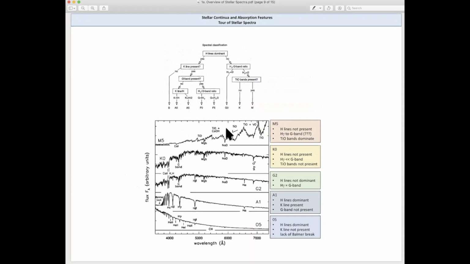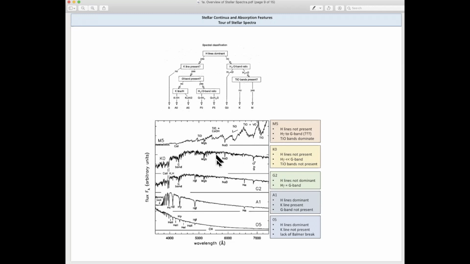Let's look at this M5 star. Okay, H lines dominant? Negative. Is the H to G band ratio? No information. So let's go to the next layer. Are there TiO bands dominant? Yes, M star. Okay, so it's not that hard, right?